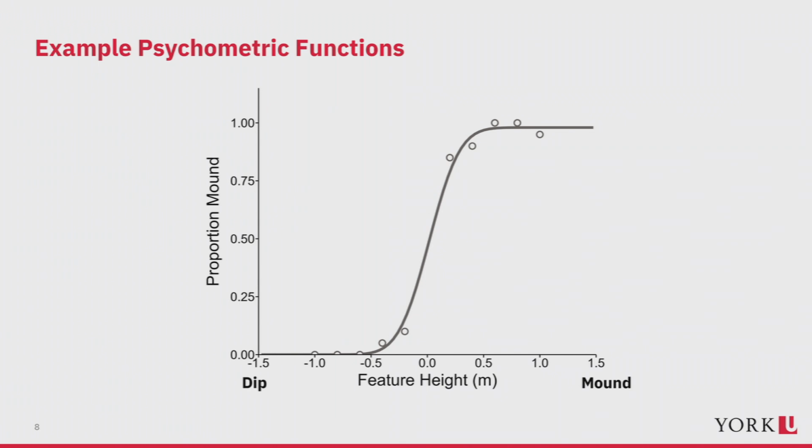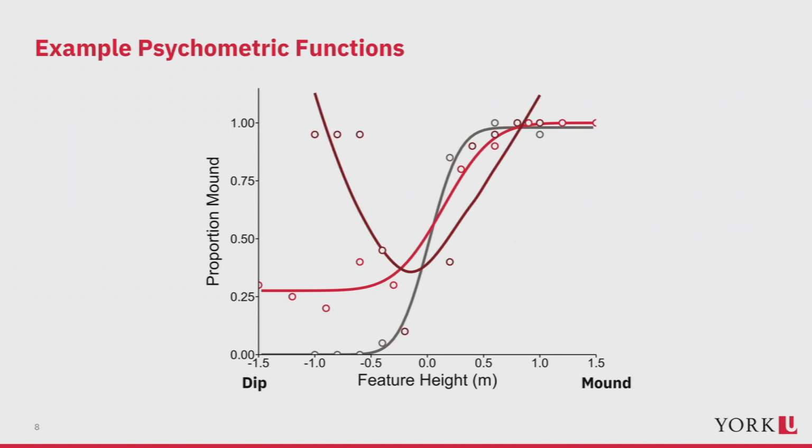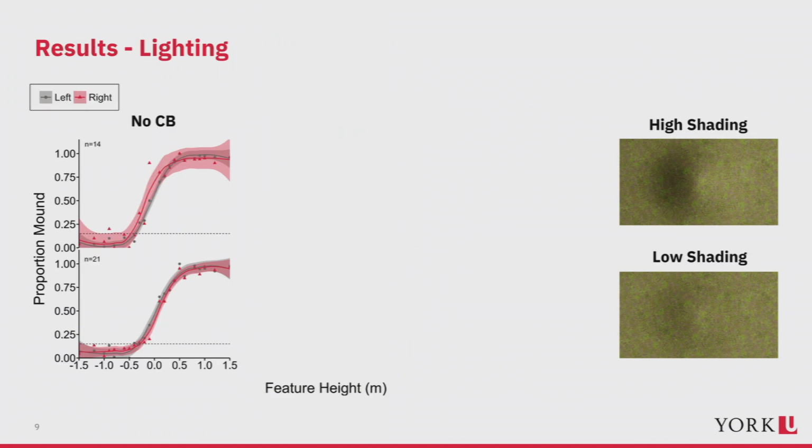But we had some observers that looked like this, where this observer is responding mound about 25% of the time, even though at the low end stereo is indicating a 1.5 meter deep dip. We also had some observers that were so extreme, they estimate a mound almost 100% of the time at the extreme ends of the scale. So you end up with these little V-like functions. To measure the strength of these biases, we use the lower asymptotes of these functions.